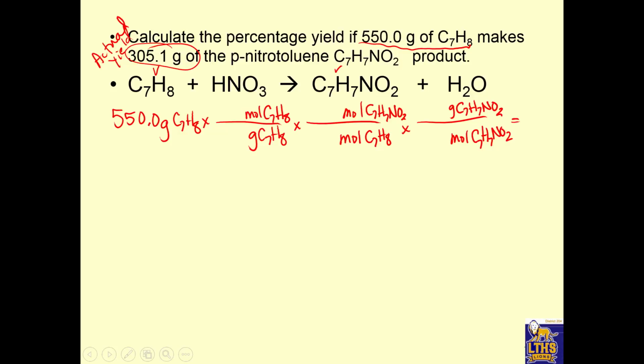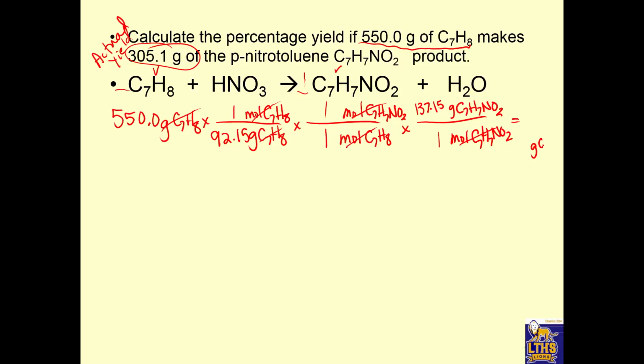All right, let's see what we got with the math. Okay, moles and grams. Anytime you have moles and grams, moles are 1, grams are 92.15. Anytime you have moles and moles, it's coefficients. So this has a coefficient of 1, and this has a coefficient of 1. Moles and grams again. Moles are number 1, and grams come from the periodic table, 137.15. Okay. Calculate.